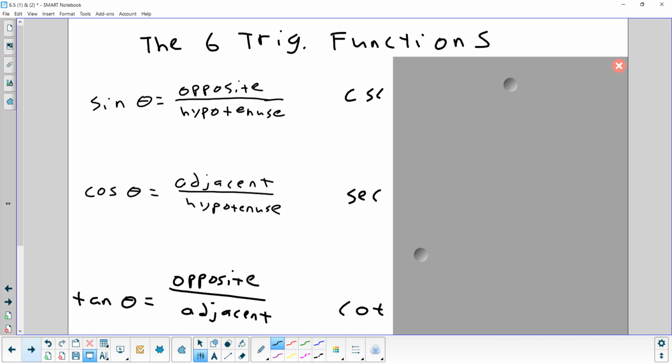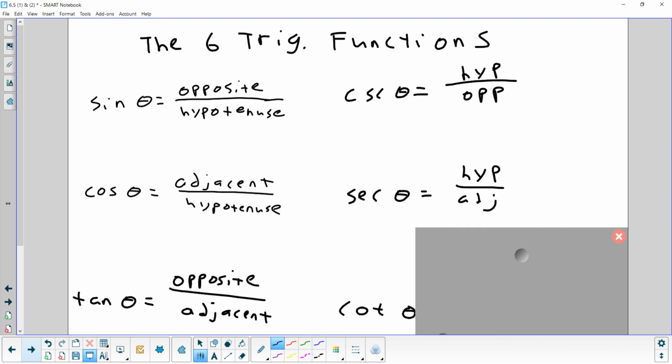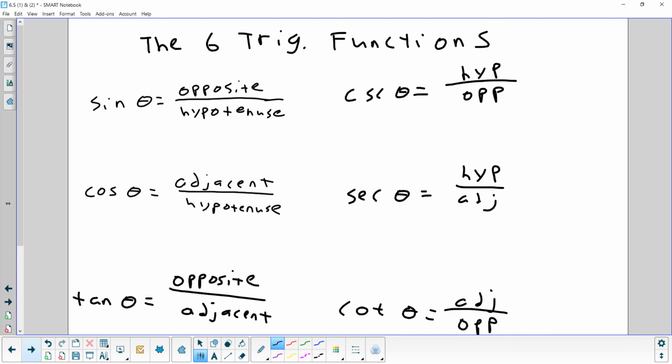Now, does anyone remember, once we had the 3 on the left, what did we do to each one of those to get the 3 on the right? Yep. Yeah, took the reciprocal. Okay, so if I take the reciprocal, Julie, what would be the reciprocal of sine? Hypotenuse over opposite. And there's your cosecant. Mabel, what would be the reciprocal of cosine? Hypotenuse over adjacent. And there's your secant. And Tim, what would be the reciprocal of cotangent? Adjacent over opposite. Yep. So really, once you know the 3 on the left, you automatically know the 3 on the right. Okay, just by flipping.